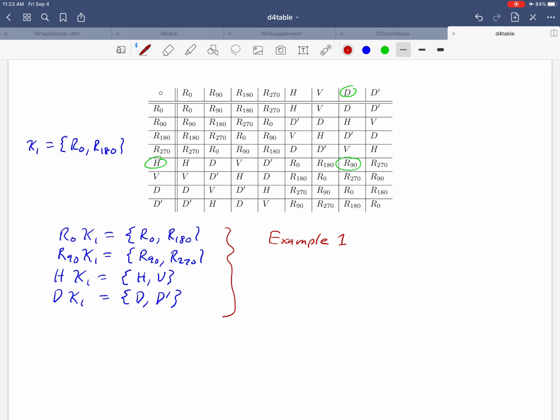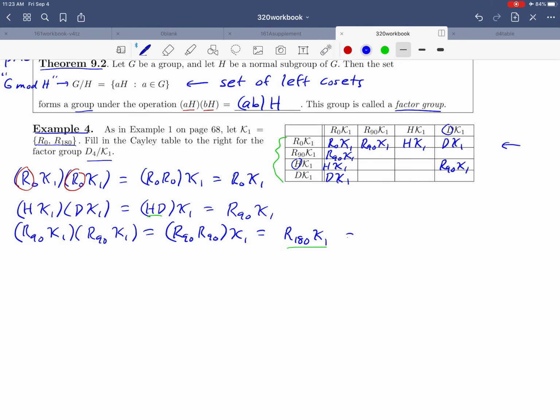And the thing to notice is that R180 appears in the coset R0 times K1, which means that this is actually equal to R180 times K1. So we can go back to the calculation we were doing and say with confidence that this is really the identity coset, because R0 and R180 were in the same coset. All right, so the calculation we just did was this coset times that one. We convinced ourselves that we got the identity coset, R0 times K1.